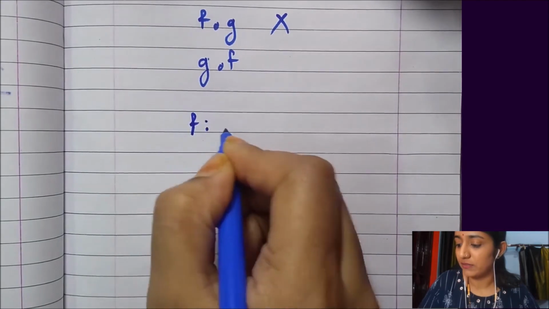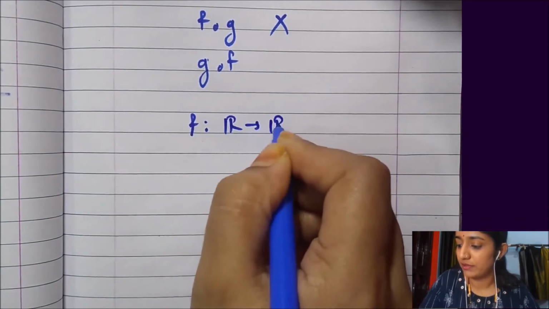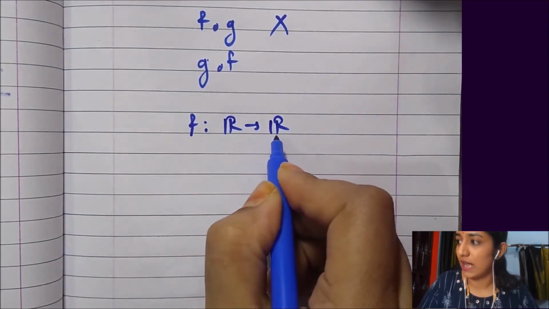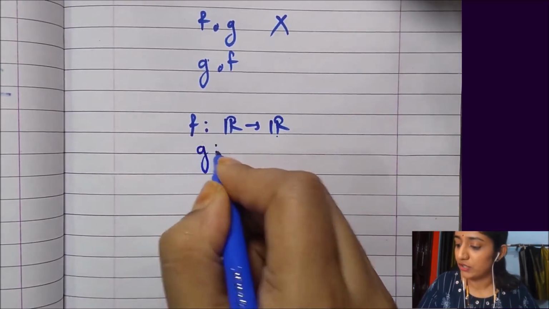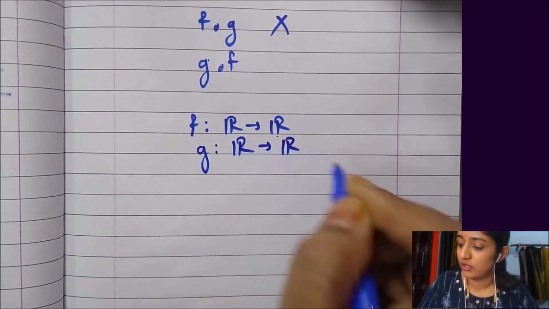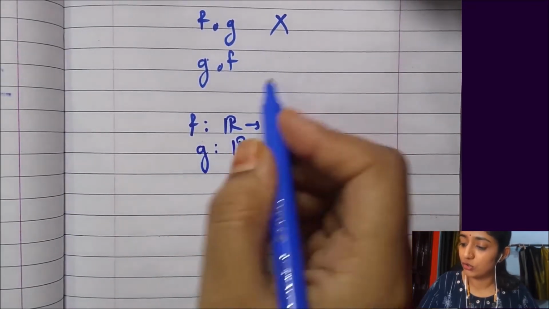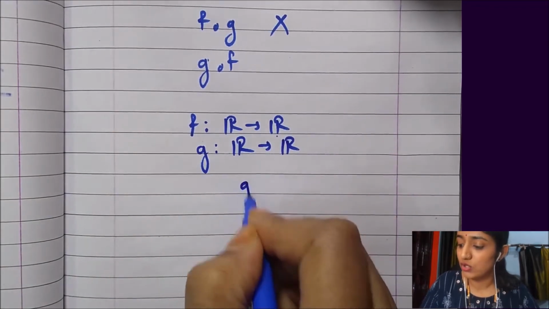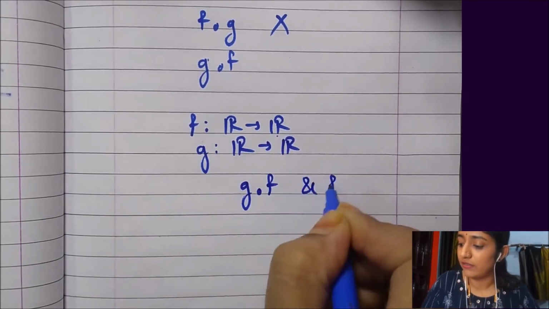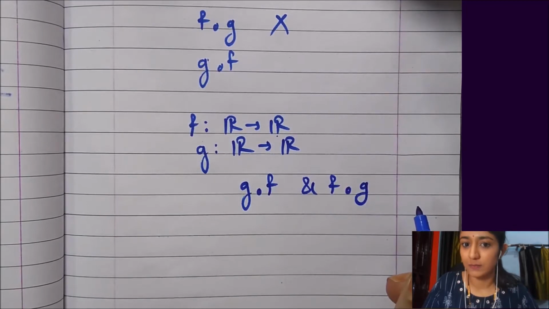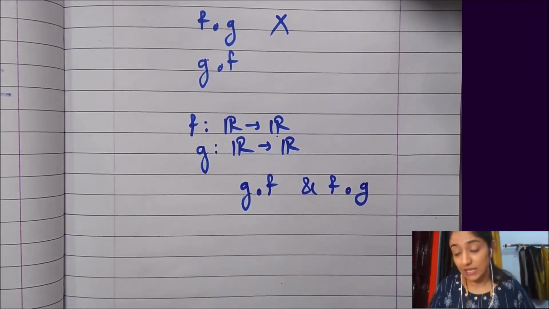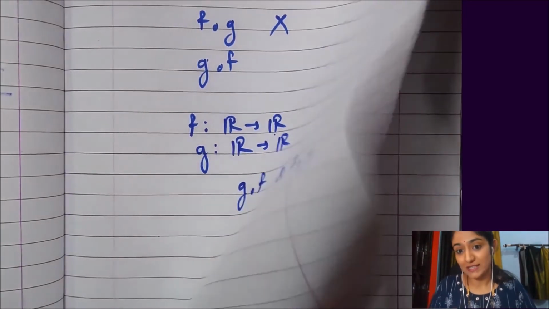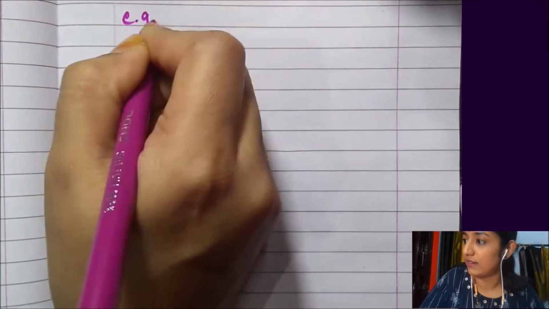Like if f is a function from R to R, so the codomain is R, domain is also R, range is inside R, and g is a function again from R to R. Here the codomain of g is also the domain of f. So g circle f and f circle g both exist, but they need not be the same. Now that's the tricky part. Why do they not need to be the same? We'll show this by an example.